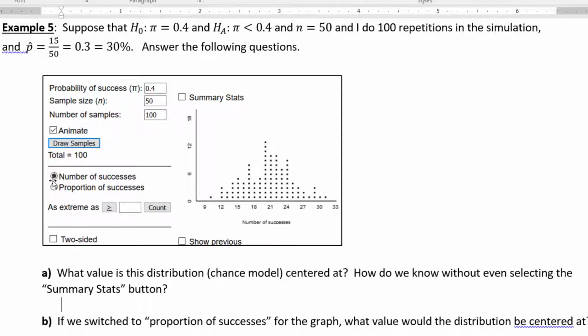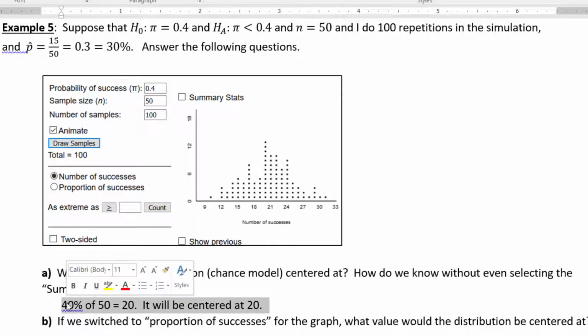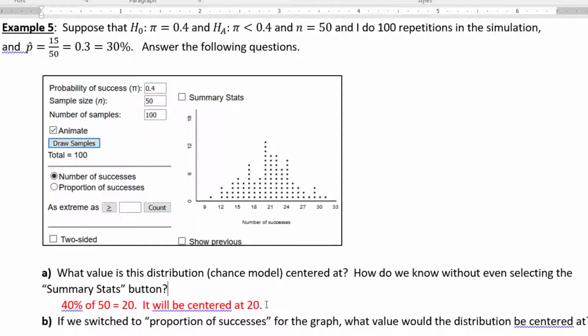But it's actually selected number of successes right now. See, along the horizontal is number of successes rather than proportion of successes. So what it should be centered at is 40% of 50. The sample size is 50. So we expect our sample statistics to come out near 40% of 50. So 40% of 50 is 20. So it will be centered at 20. And when I say it should be centered at 20, since it's a simulation, it will be approximately 20, near a mean of 20 if you hit the summary stats button.